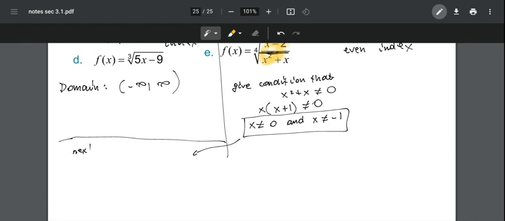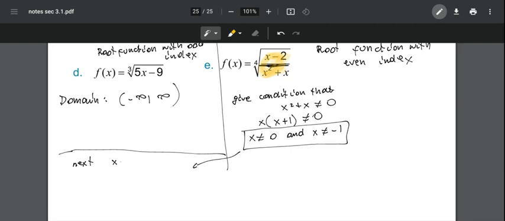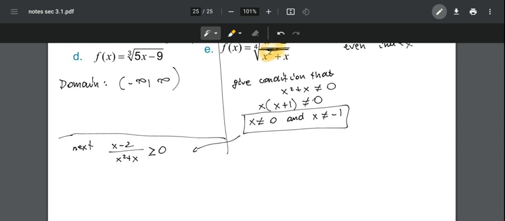So next, we need to give the condition that (x minus 2) divided by (x squared plus x) is greater or equal to 0. Okay, so when you have to solve a rational inequality, when we're dividing those two expressions, we have to get a positive answer. So you can solve that the same way as (x minus 2) times (x squared plus x) greater or equal to 0.